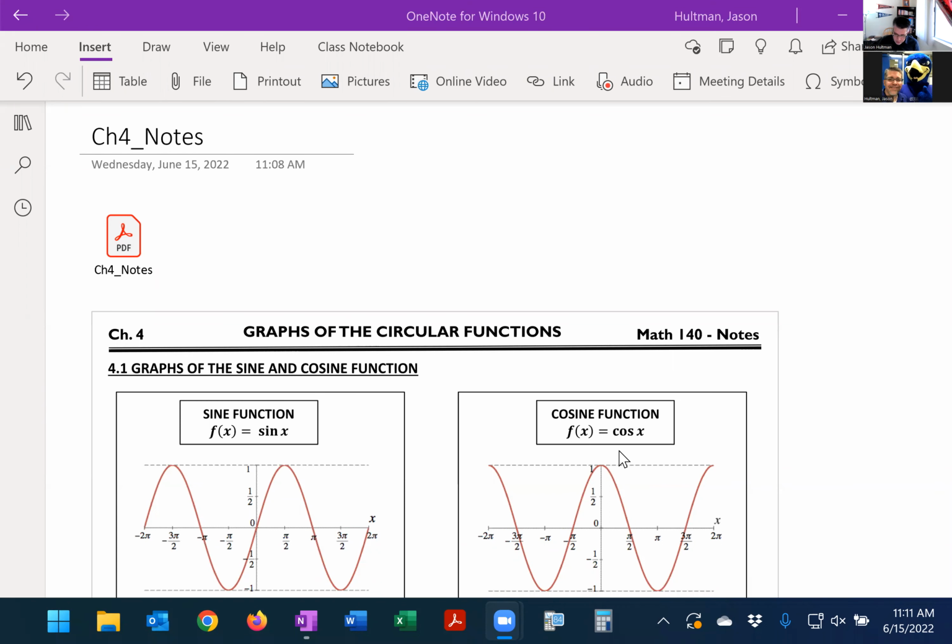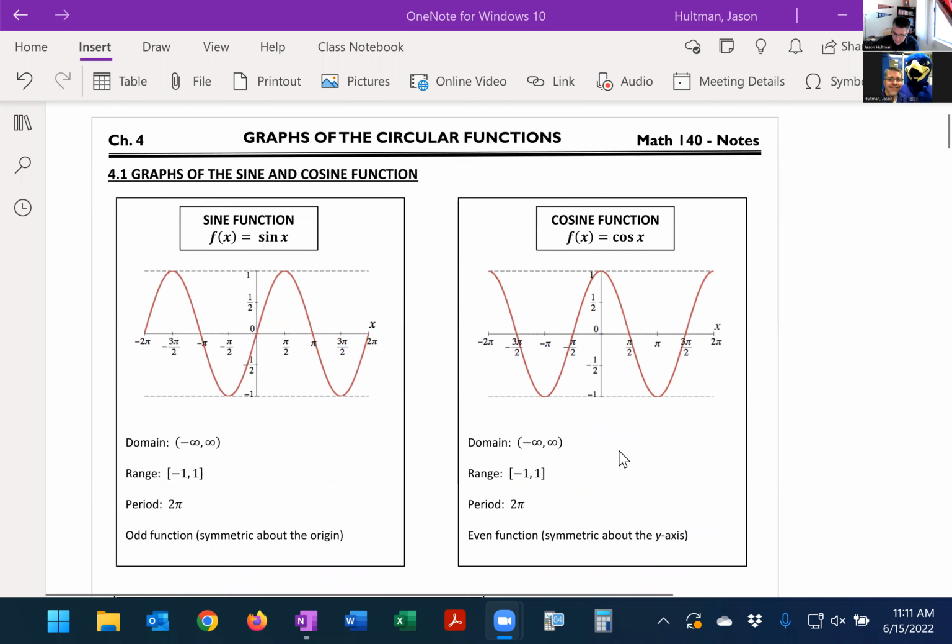Okay, chapter 4 notes are on graphs of circular functions. Sine, cosine, basically the 6 trig functions: sine, cosine, tangent, cotangent, cosecant, and secant. We're going to start off with sine and cosine.